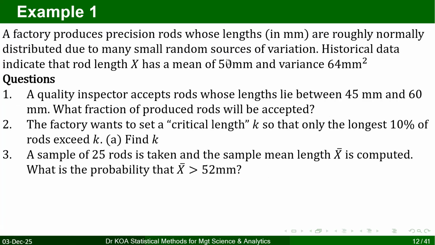I could have also asked you to find the probability that, because see this question, it says what fraction of produced rods will be accepted? Because of between that range, will be accepted between that range. But if it had been will be accepted if they lie above 60, I'm sure you can do that. Yes, Doc. Okay, so that one, whatever you find, you subtract it from 0.5, and that will give you above 60.